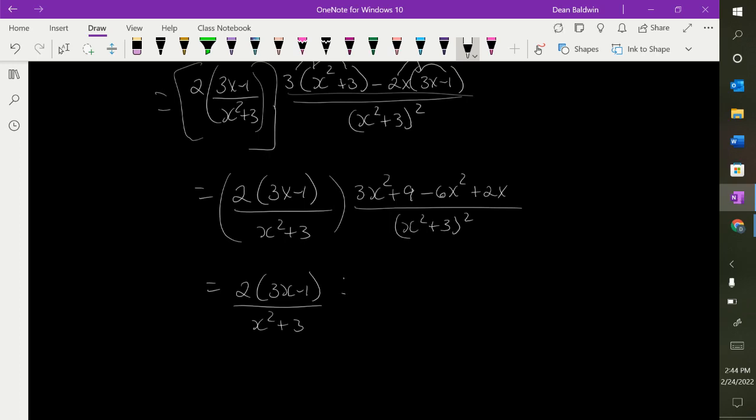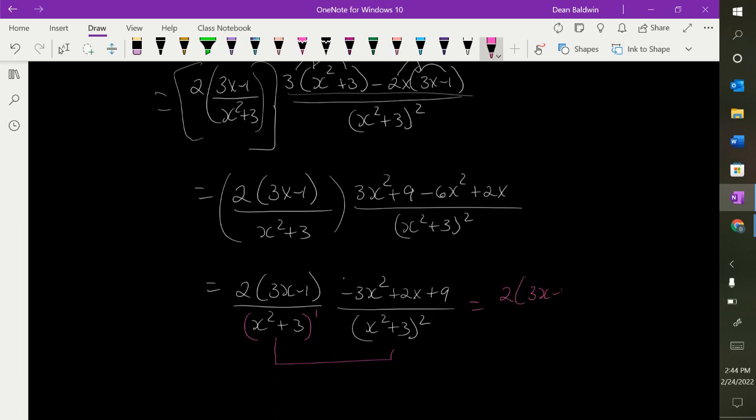3x squared minus 6x squared is negative 3x squared plus 2x plus 9 over x squared plus 3 all squared. You can combine these bottoms here because that's really the power of 1. So you have the same base, you can add the exponents. So we're just going to leave it as 2 times 3x minus 1 times negative 3x squared plus 2x plus 9 over x squared plus 3 all to the power of 3. And that's your final answer.